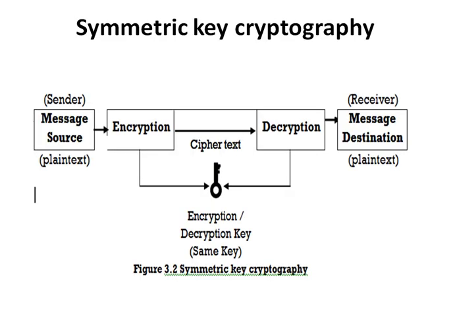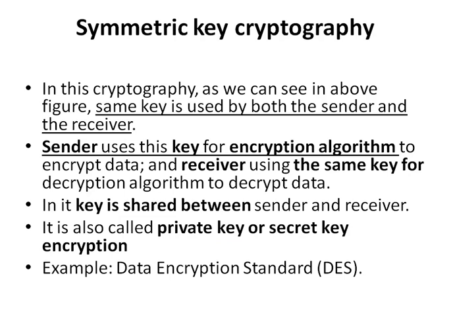So this is the diagram of symmetric key. Here plain text is being encrypted, and here you can see there is one key, that is for encryption and decryption they are using same key. Sender and receiver both are using same key for encryption and decryption. So in this cryptography, as we have seen in the above figure, same key is used by both sender and receiver. Sender uses this key for encryption algorithm to encrypt the data, and the receiver is using the same for decryption algorithm to decrypt the data.